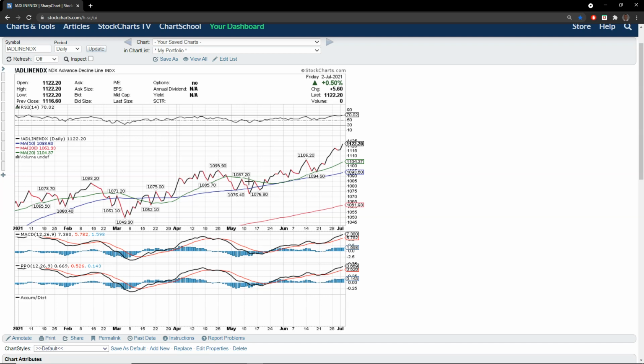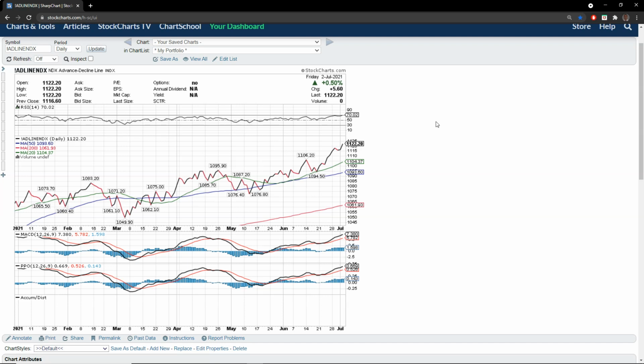RSI over 70, check. Keltner channel over 3 ATR, check. Accumulation distribution line lagging, no check. Advanced decline line lagging, no check. Just expecting a short-term pullback.